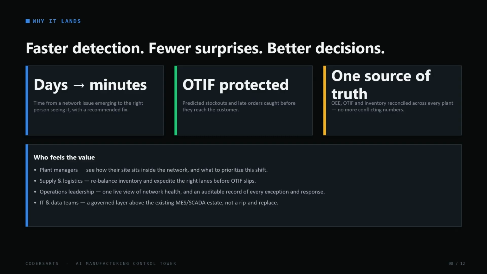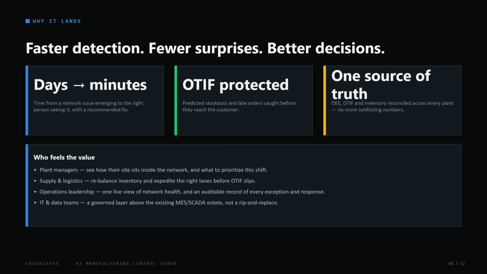What does that buy you? Three things. Speed. The time from an issue emerging to the right person seeing it with a fix in hand goes from days to minutes. Protection. Predicted stockouts and late orders get caught before they reach the customer, so on-time delivery holds. And the truth. The OEE, on-time delivery, and inventory are reconciled across every plant, so you stop arguing about which numbers are right or wrong, and it lands for everyone.